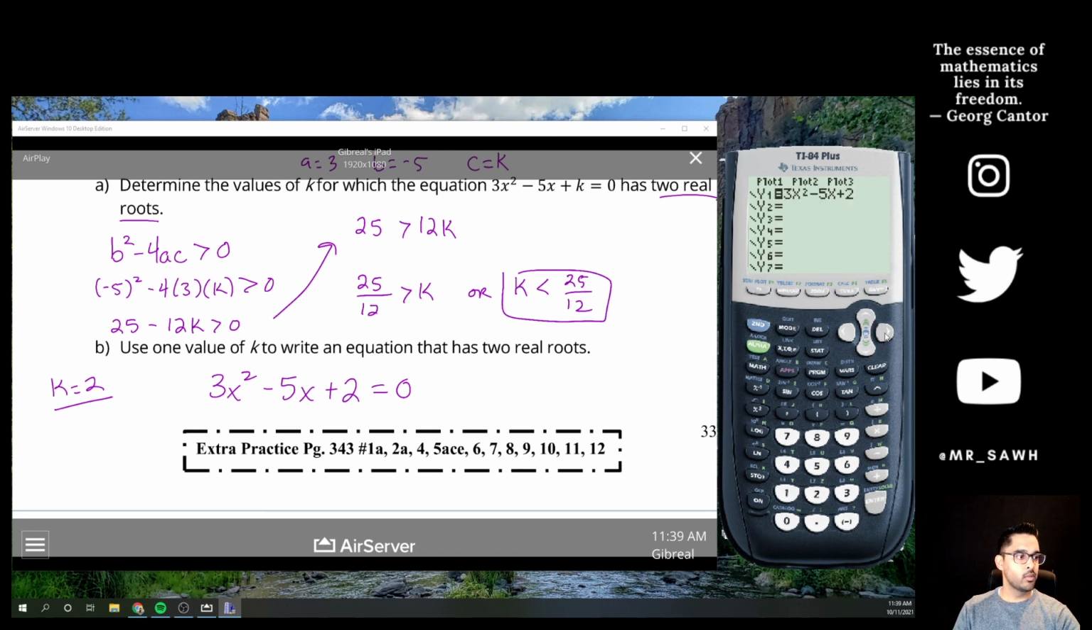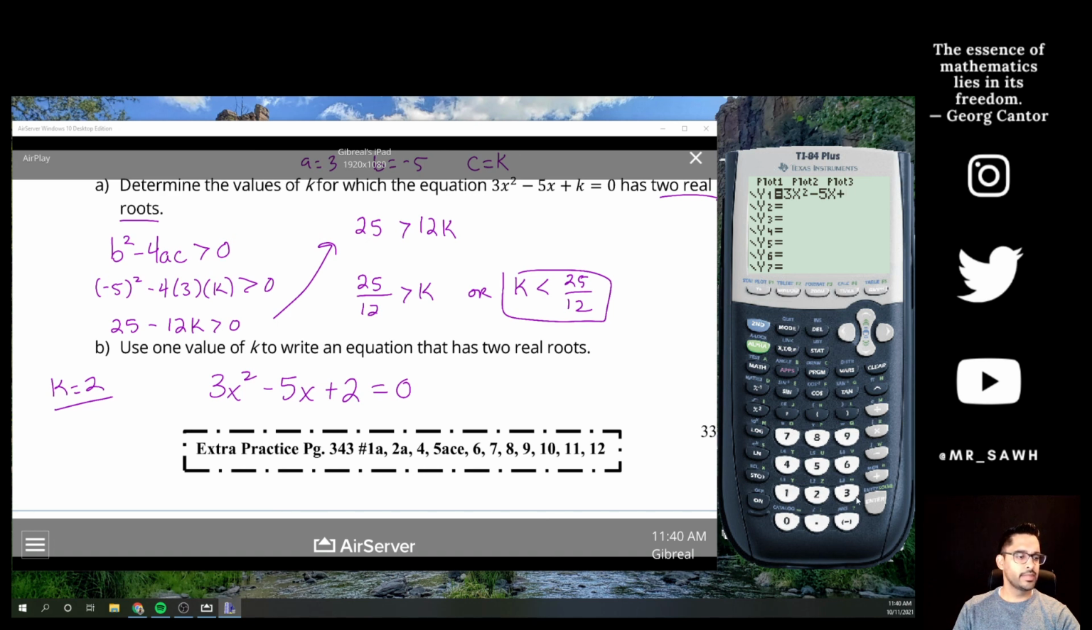If, again, I were to make this not 2, but I used 25 over 12 instead, the value we got here as part of the inequality, you're only going to see 1. Right? There's only 1 because our radicand will become 0. If I pick a number that's bigger than 25 over 12, if I choose 3 instead, so let's take that out, it's easier if I go here.